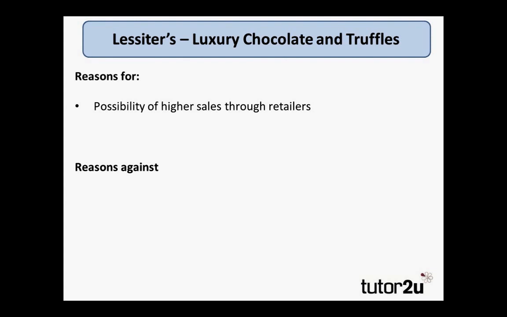So how would we answer a question such as that? Well, we're going to look at a reason why maybe the best way to improve profitability is to start selling their chocolate through retailers. But then we're going to look at an alternative way that the business can improve their profitability. Now, I just want to stay on the screen a second.